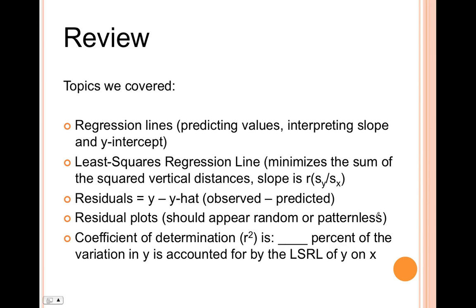Here's another list of topics that we've covered. I know I'm being really redundant here, but there's a lot that you need to study. Regression lines, predicting values, interpreting slope and y-intercept. The least squares regression line specifically minimizes the sum of the squared vertical distances. The slope is the correlation times the standard deviation of the y values over the standard deviation of the x values. Residuals are found by taking y minus y hat, the observed y value minus the predicted y value. Residual plots should appear random or patternless, and R squared is blank percent of the variation in y is accounted for by the LSRL of y on x.